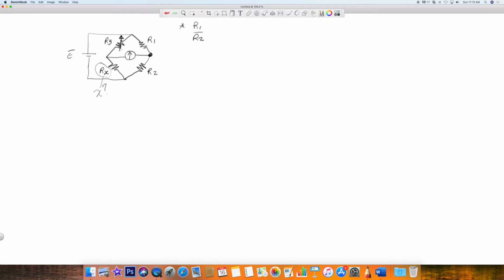The idea behind it is that this ratio R1 over R2 will be equal to R3 over Rx if the circuit is balanced. And what is a balanced circuit? A balanced circuit means the current in this branch right here will be 0 amps.